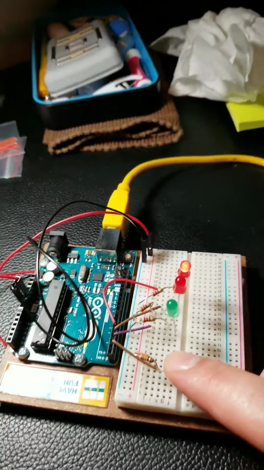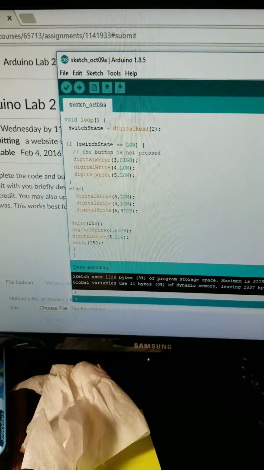So I think that covers most of the ground, very much shorter than it took to complete, but that's okay.